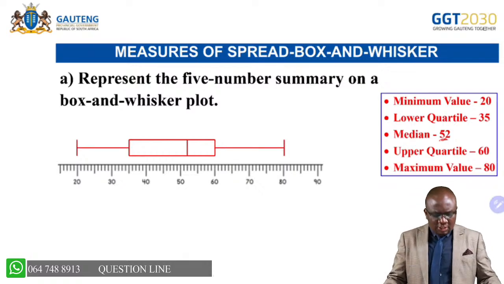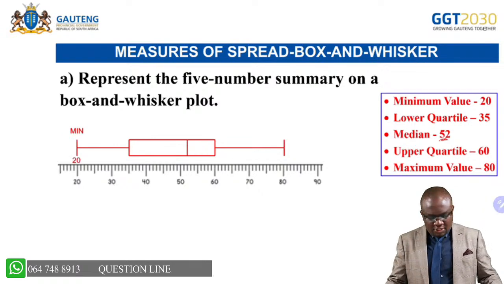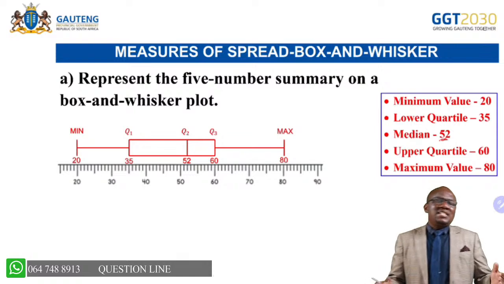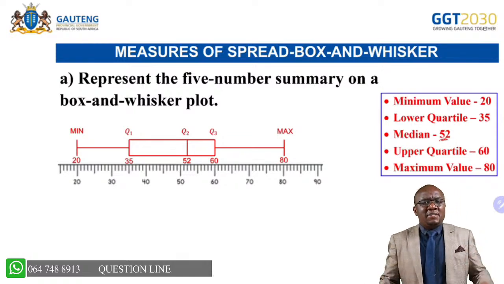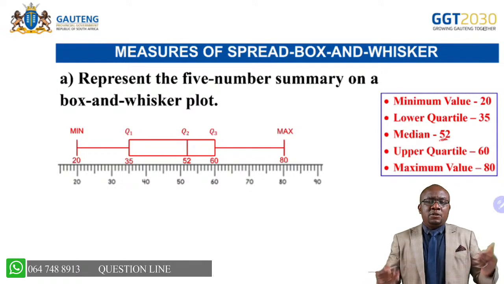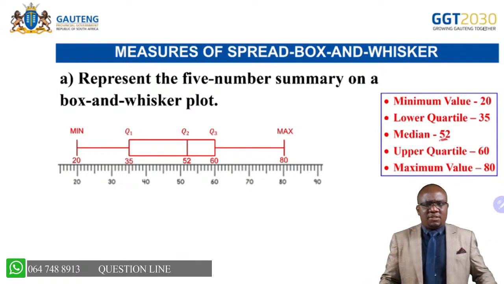Do you see that? So we have our minimum value, which is 20. We have our lower quartile, which is 35. We have our median, which is 52. We have our upper quartile, which is 60. And then we have our maximum, which is 80. That's a box and whisker. Our 5-number summary has been represented graphically using a box and whisker.